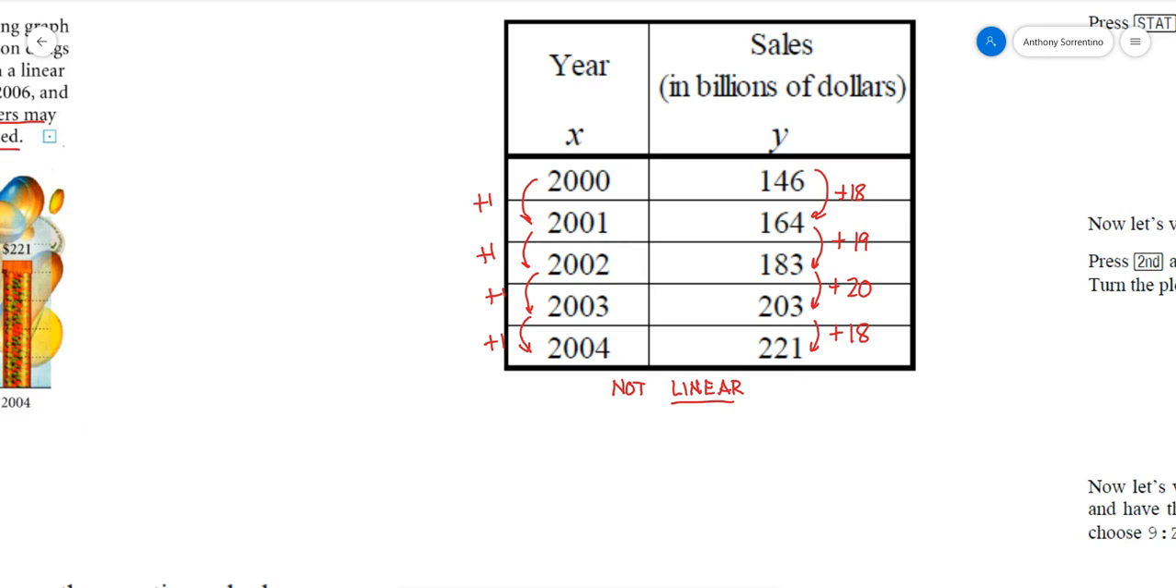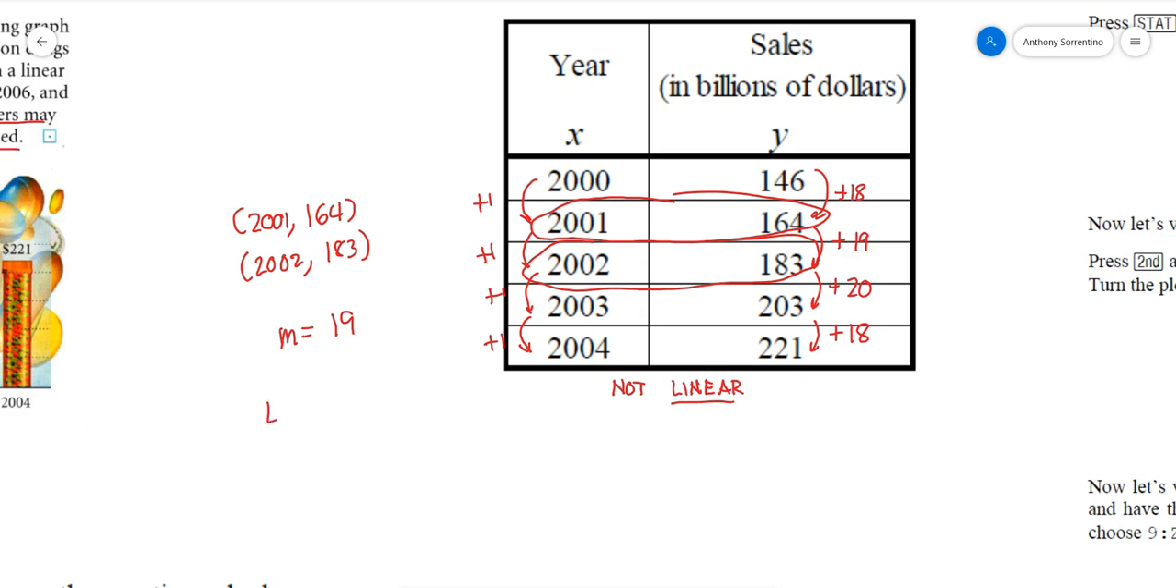So now what they would ask you to do is pick 2 of these points and then write the equation of a line. And that's where you would have different answers coming from, because say I chose to use these 2 points. Now I've already determined what the slope was. If I use those 2 points, 2001, 164, and 2002, 183, I already got the slope to be 19, which is in billions of dollars per year.